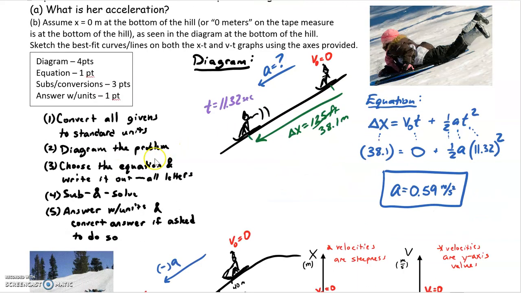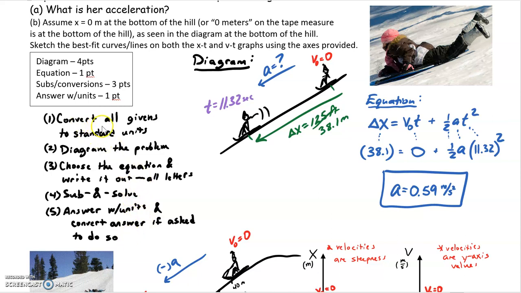Okay, so the standard problem-solving approach that we're going to do here is to convert all givens into standard units. If it's already in standard units, great. If it's not, like this one in feet, I'm going to convert it to meters. So let's get all of our conversions done up front. We then diagram the problem, which I'll go through in a moment. With that diagram, we can choose the correct equation that fits this situation, and we then do the algebra that allows us to get the answer.